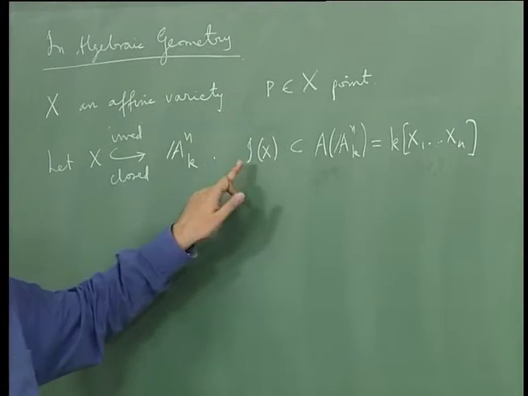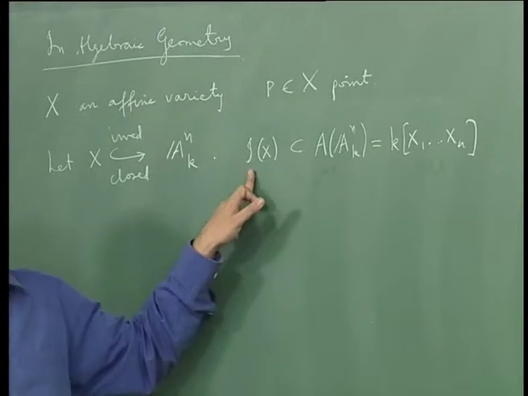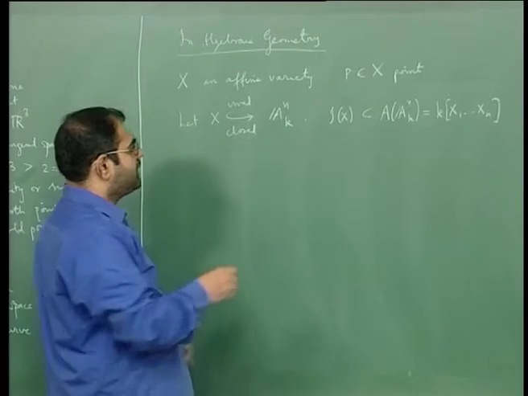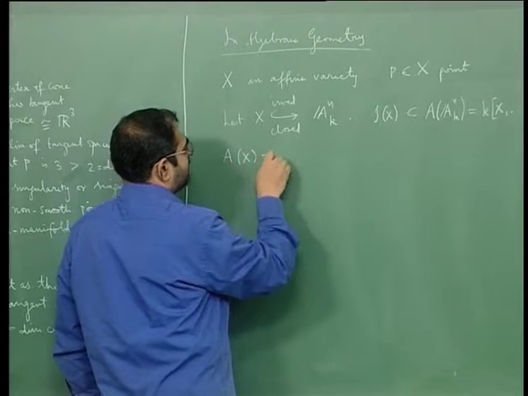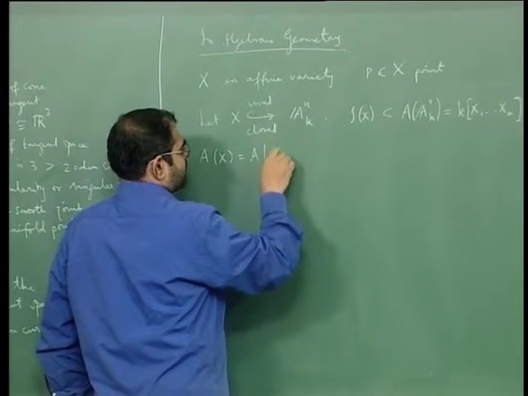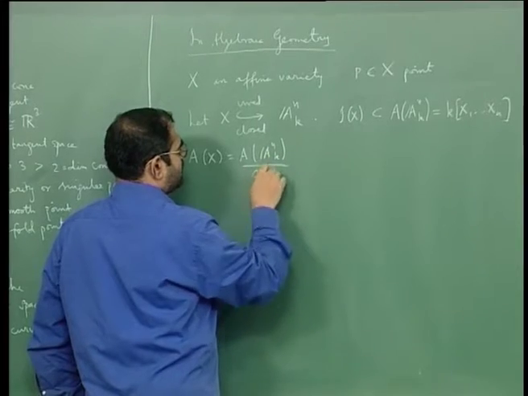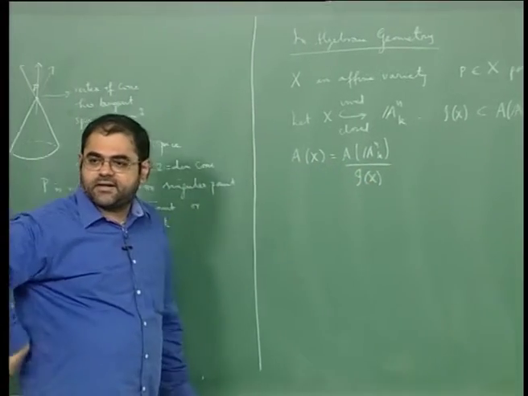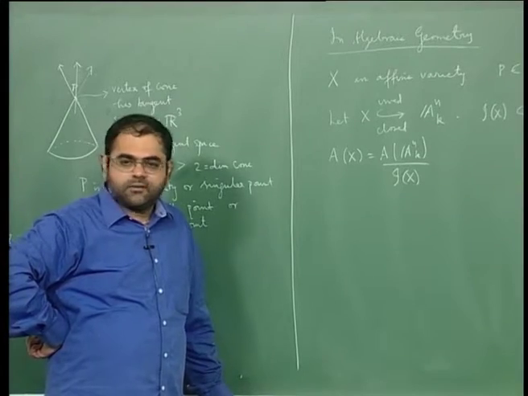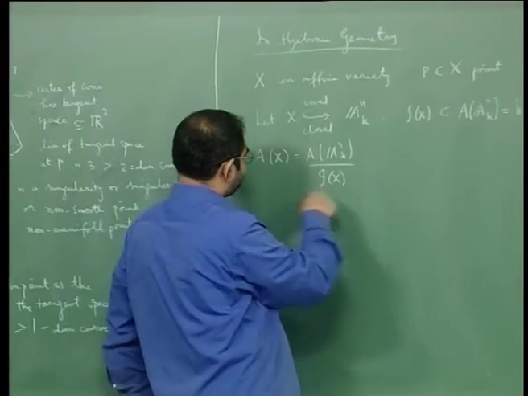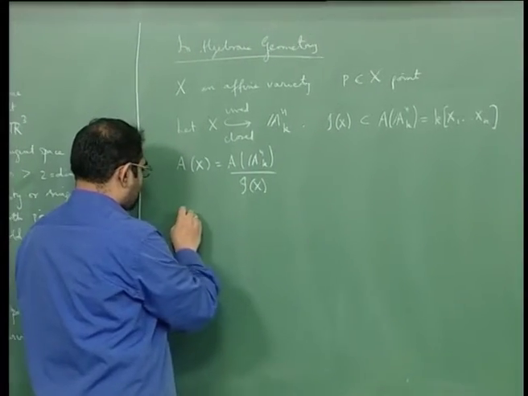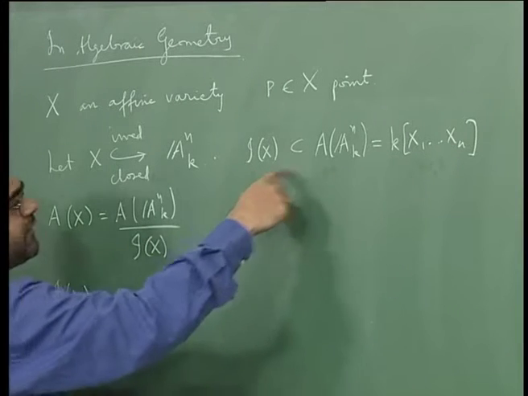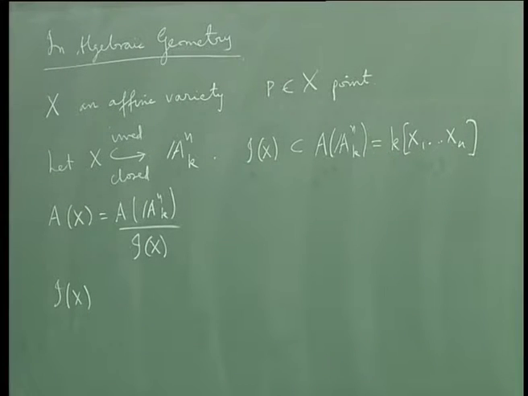X is an irreducible closed subset, so it corresponds to a prime ideal, I of X, and the affine coordinate ring of X is given by the polynomial ring mod the ideal of X. It is a finitely generated K-algebra which is an integral domain. More importantly, the point is about this ideal. The ideal of X is an ideal in this polynomial ring, which is a Noetherian ring, so it is finitely generated.